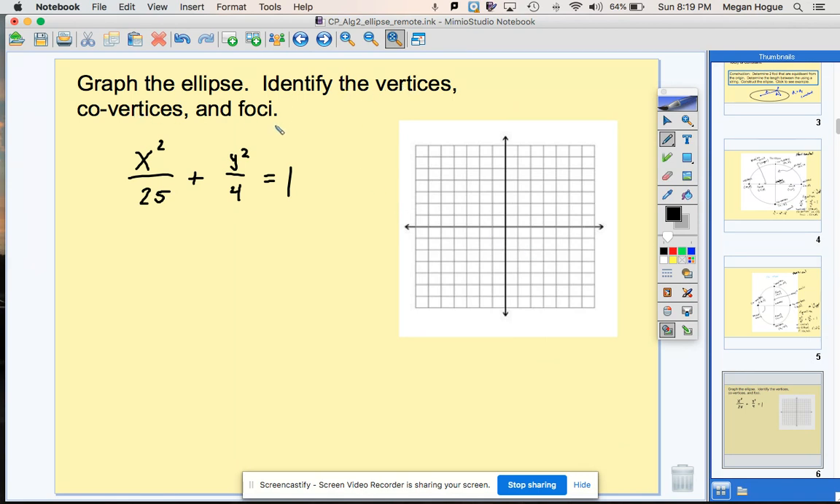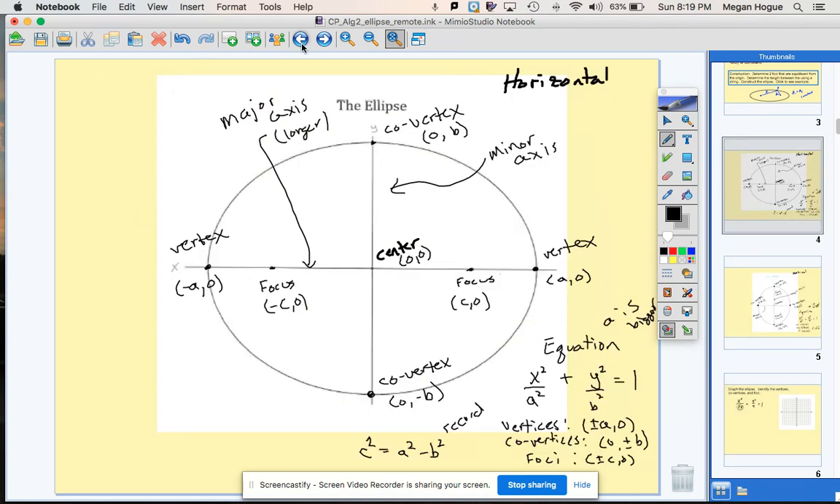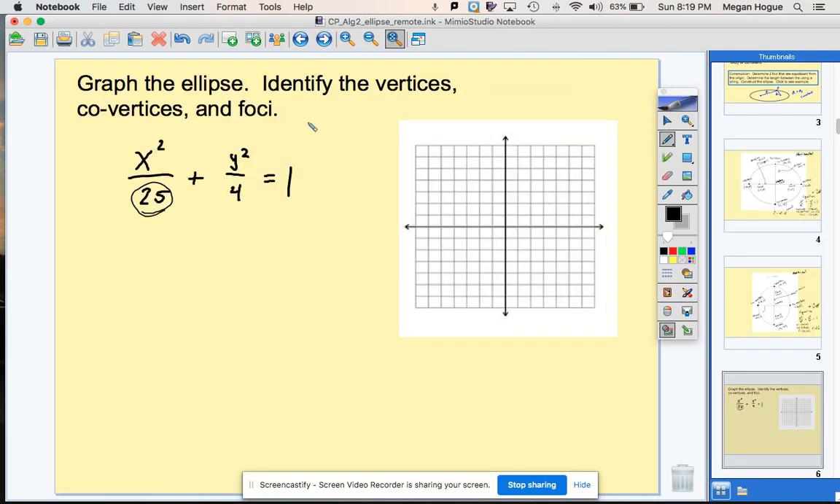We're going to make a sketch. So I've got x squared over 25 plus y squared over 4 equals 1. This is the bigger number. So when I'm thinking about this, that means a is the bigger number. It's under the x. This is a horizontal one. This is my a squared. This is my b squared. So I need to find my a, my b, and my c. A is 5.